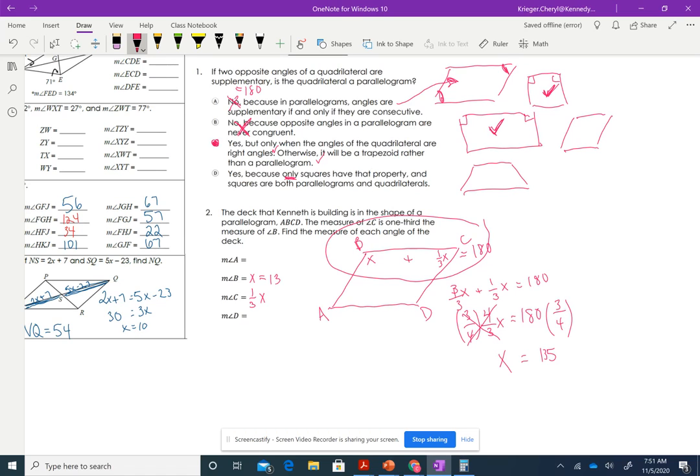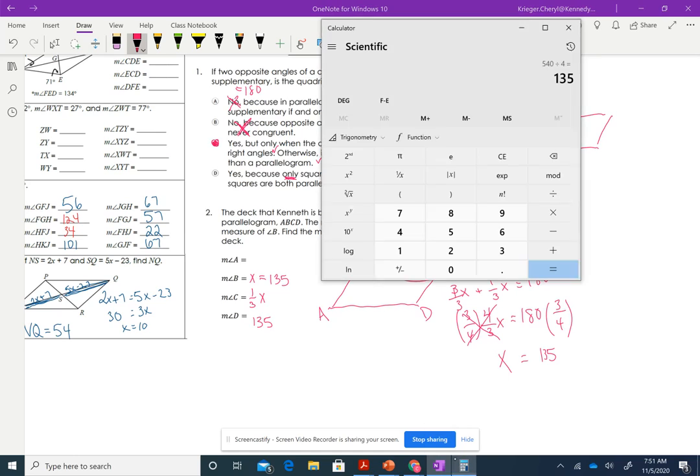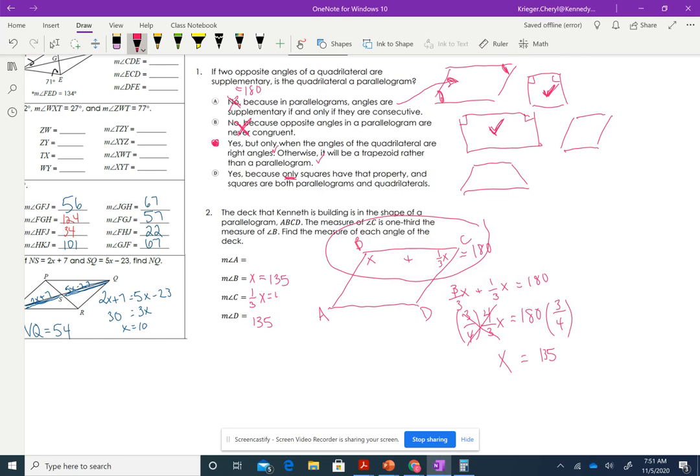So angle B is 135, and B and D are congruent, so D is 135. And then 1/3 of 135 will give me C and A. So I'm just going to divide 135 by 3. So angle A and angle C are both 45. All right, and we're done.